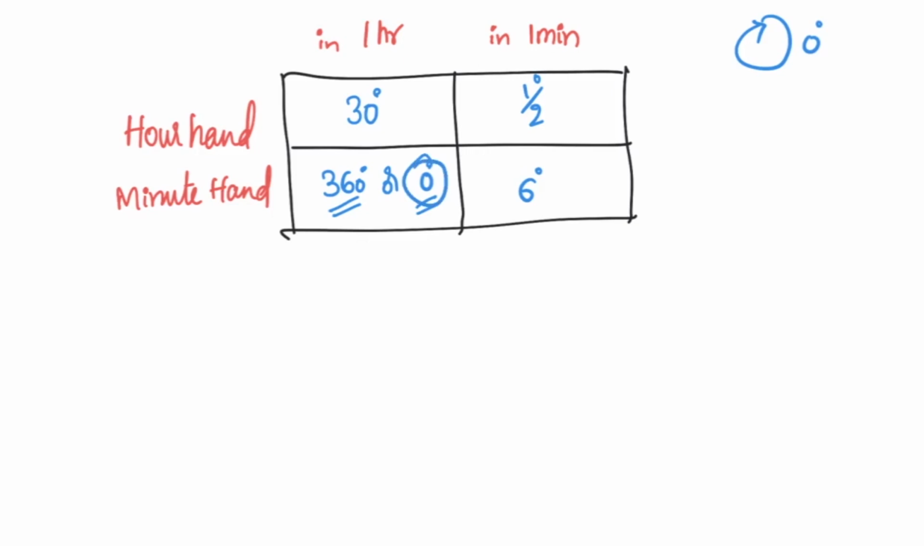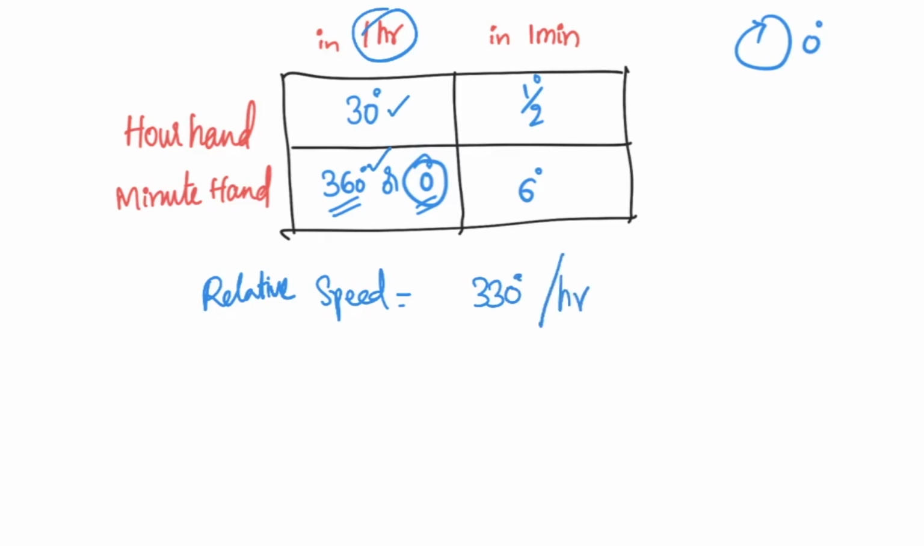Based on this, you can expect one important question. You see, in 1 hour, hour hand is covering 30 degrees, minute hand is covering 360 degrees. So, relative speed between the hands is 330 degrees per hour. See, each hour minute hand is ahead of hour hand by 330 degrees.